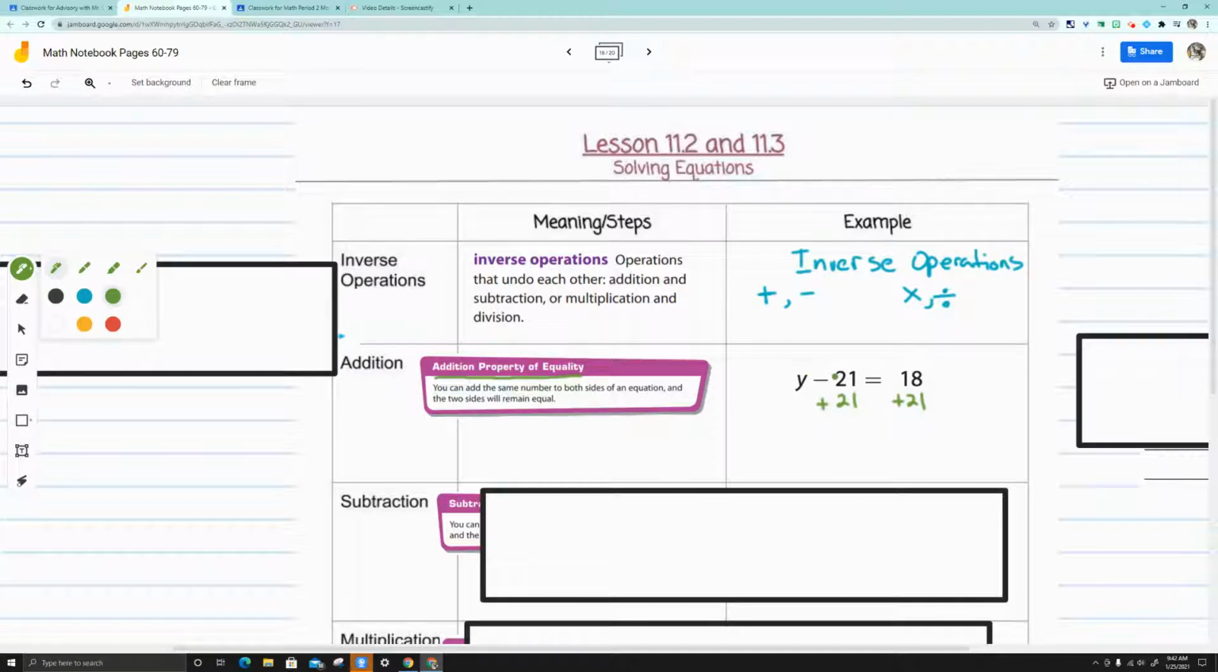And that's going to eliminate these 21s. Negative 21 plus 21 turns out to be 0. So those can be crossed out. And we're left with just y by itself on this side of the equation. Then we have 18 plus 21 that we need to add. I'm going to do that on the side here where I can show my work. I'm going to line up the place values. 8 plus 1 is 9. 1 plus 2 is 3. So y equals 39.